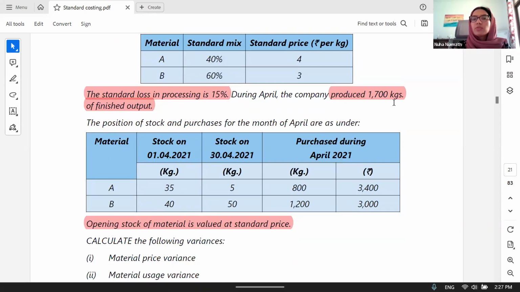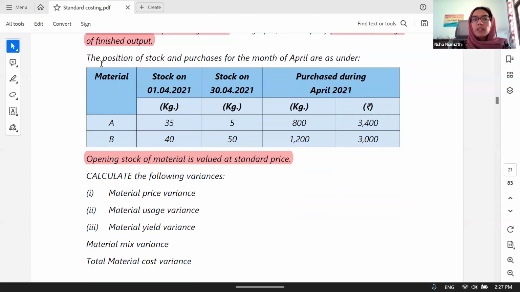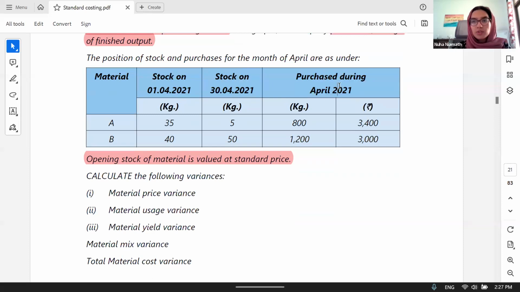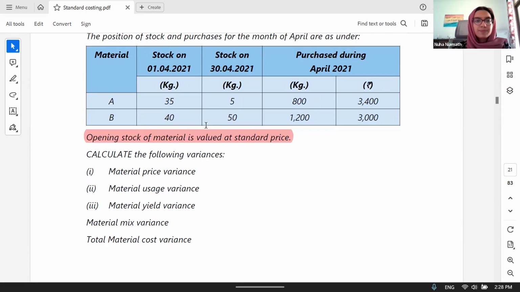During April, the company produced 1700 kgs of finished output. The position of stock and purchases for the month of April are as under: stock on 1st April, stock on 30th April, and purchases during the month. So you can see this is a detail that is given for the month of April. We have the opening stock, the closing stock, and the purchases. For material A, we have 35 kgs at the beginning of the month, 5 at the end of the month, 800 kgs purchased, and 3,400 rupees was spent for this purchase.